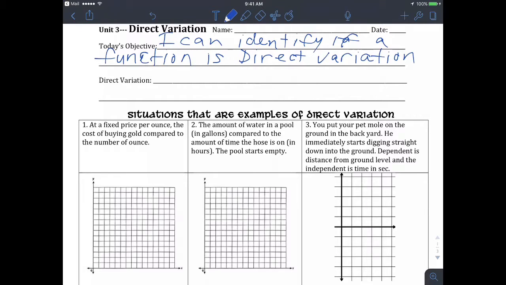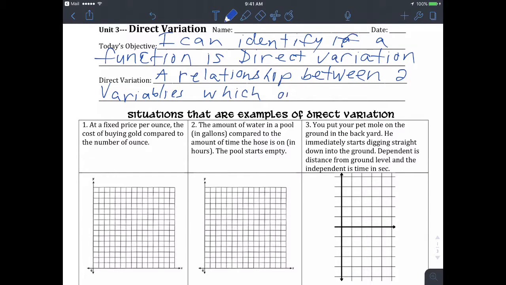Now, before we can identify, we need to know what direct variation is. Direct variation is a relationship between two variables in which one is a multiple of the other. Okay?